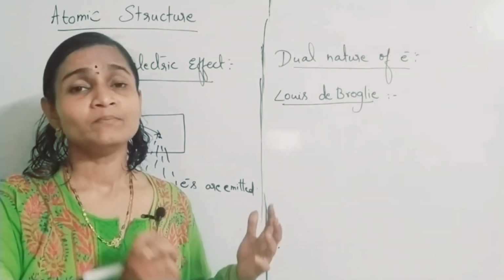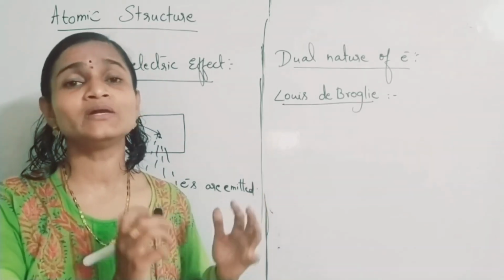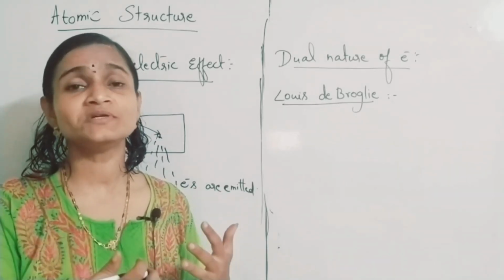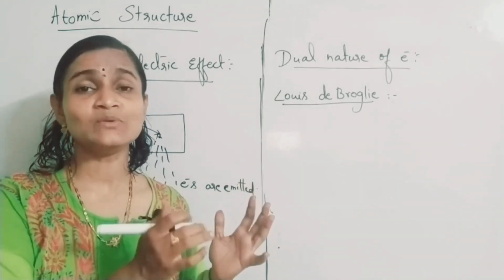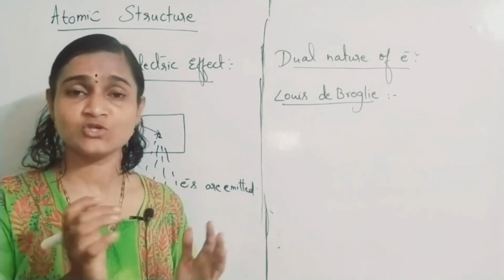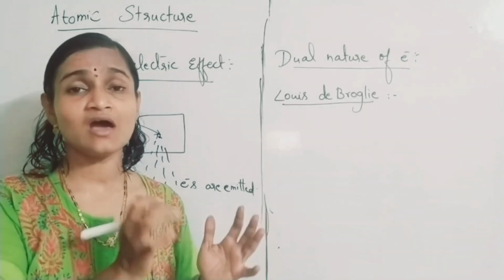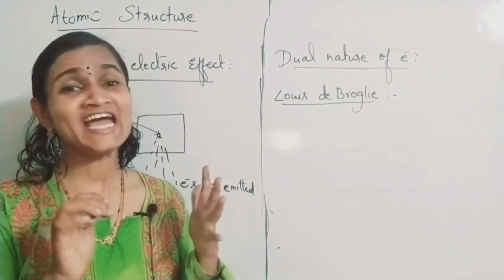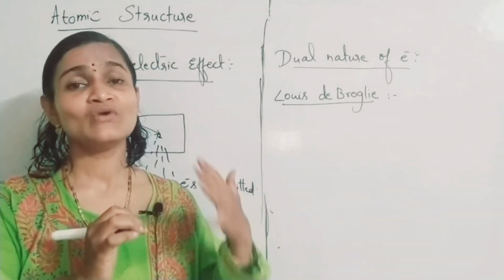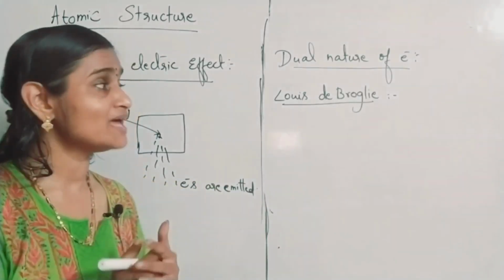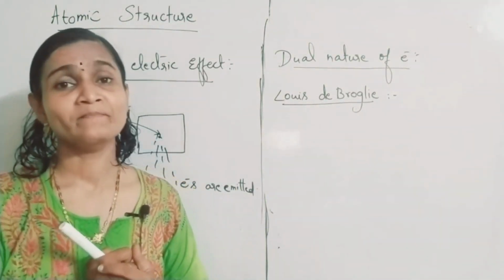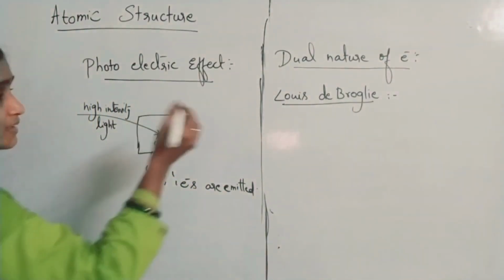Okay, but Niels Bohr could not give mathematical proof for that Bohr's quantum condition. He assumed that the angular momentum is equal to integral multiples of h by 2 pi. That means mvr is equal to nh by 2 pi. But he did not give any kind of mathematical proof for that equation. Now that mathematical proof was given by whom? Yes, Louis de Broglie.